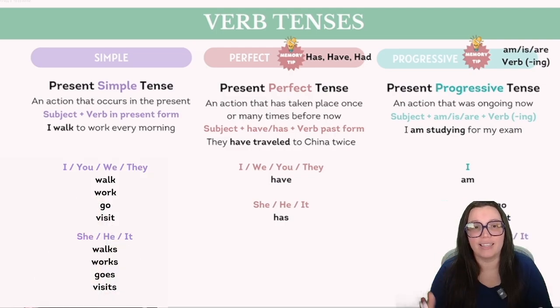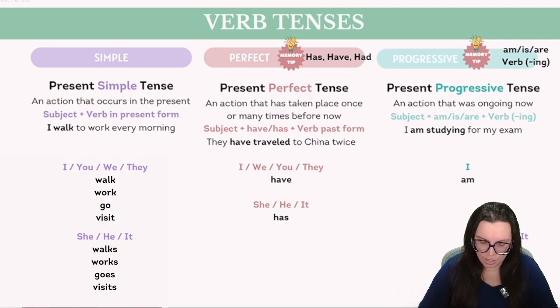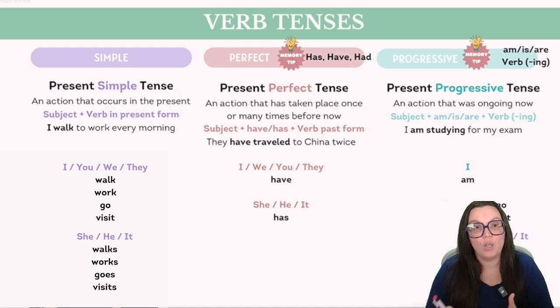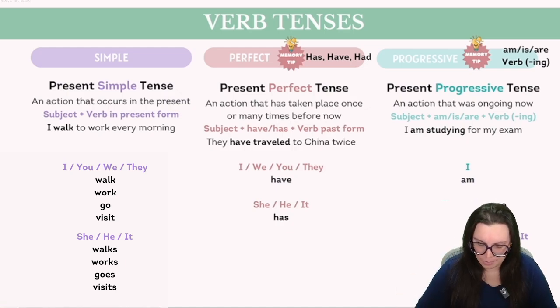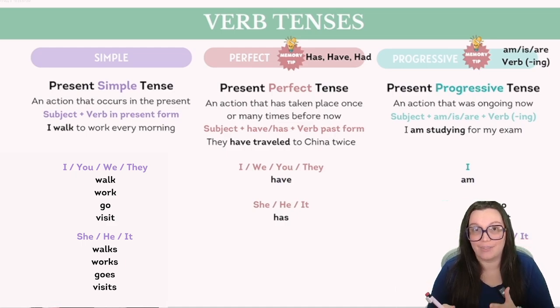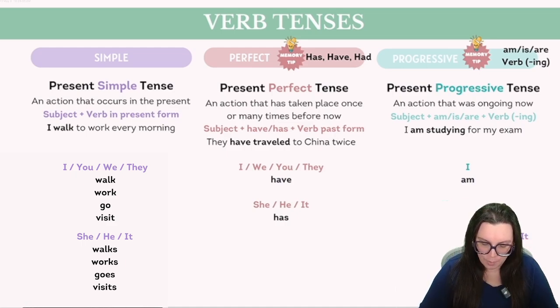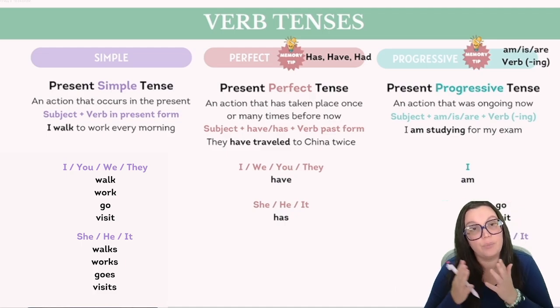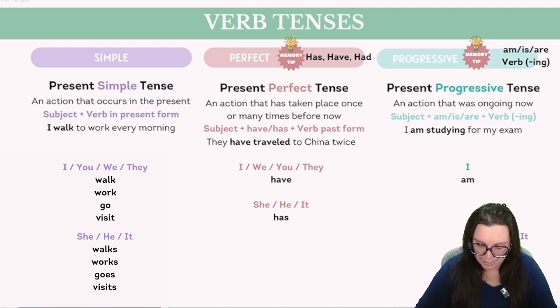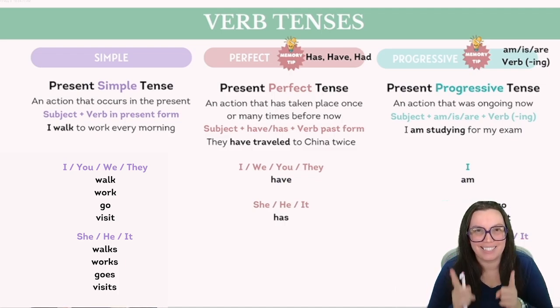It's important to understand that whenever we have a subject like I, you, we, and they, we do not add an S to the end of our verb. However, if the subject is she, he, and it, we do add the S to the end of our verb. So if we say I walk, you work, we go, they visit, it would be different than saying she walks, he works, or it goes. Make sure that you know the difference for that when it comes to the TEAS.